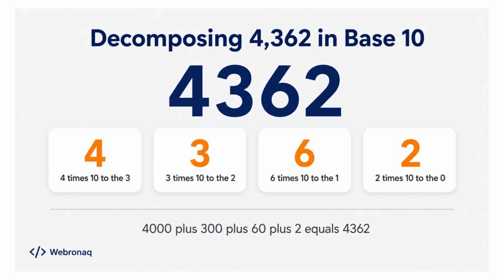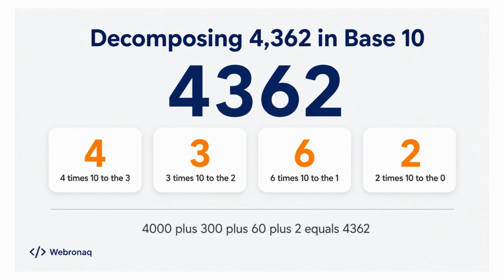4,362. That is 4,362, 4 digits sitting side by side in base 10. Reading from the right, the 2 is at position 0, so it contributes 2 times 10 to the power of 0, which equals 2 times 1, giving us 2. The 6 is at position 1, 6 times 10 to the power of 1 equals 60. The 3 is at position 2, 3 times 10 to the power of 2 equals 300. And the 4 is at position 3, 4 times 10 to the power of 3 equals 4000. Add those together, 4,000 plus 300 plus 60 plus 2, and you land right back at 4362. Nothing was invented. We just made the hidden structure visible.